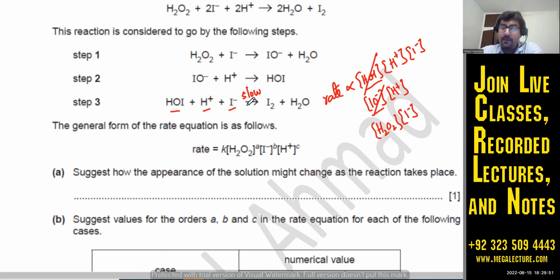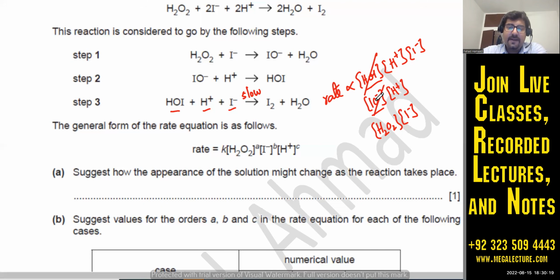What I did over here was, the rate of the reaction depends on the slow step, and let's assume this is the slow step. The rate depends on this, this, and this. It depends on these three things. You increase the concentration, the slow step will speed up, and the reaction will become faster, right? But HY was an intermediate, and HY itself depended on H plus one and IO minus one concentration. So I replaced HY with IO minus one and H plus one.